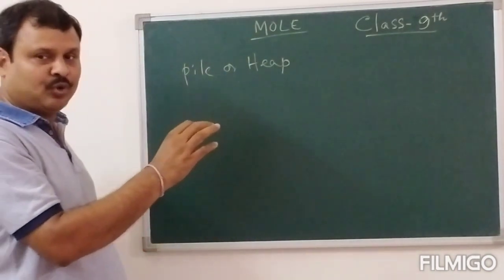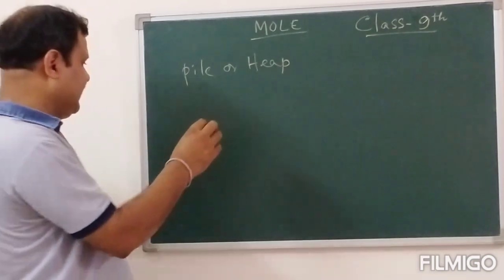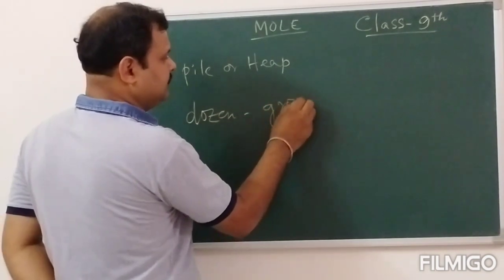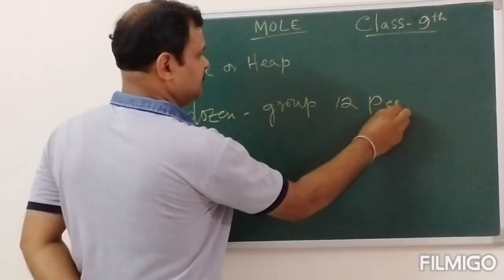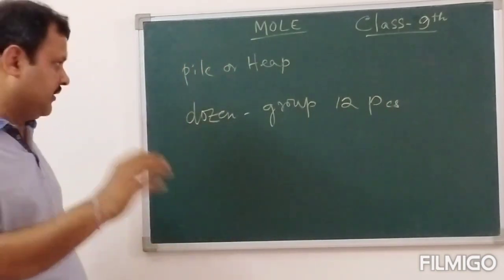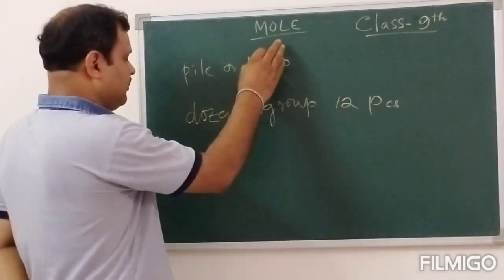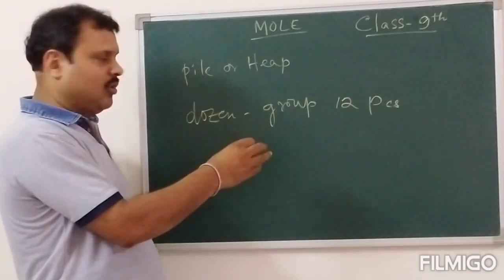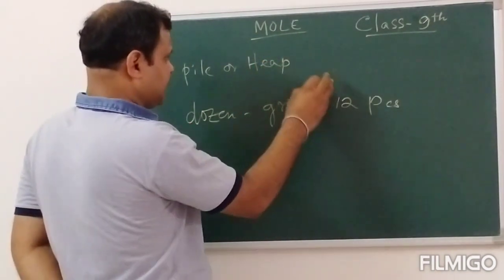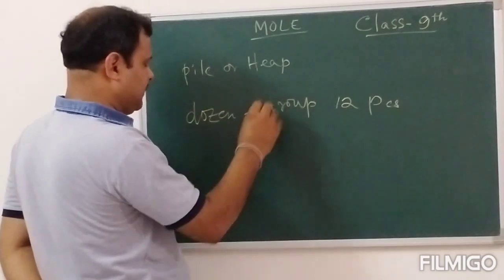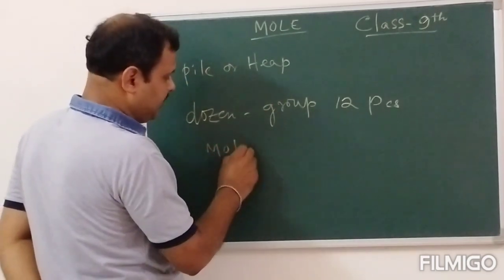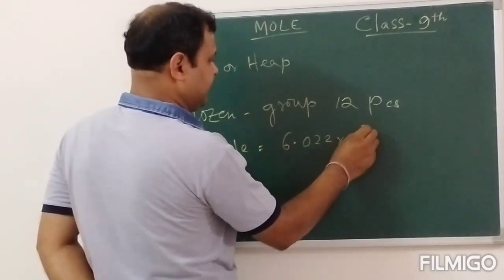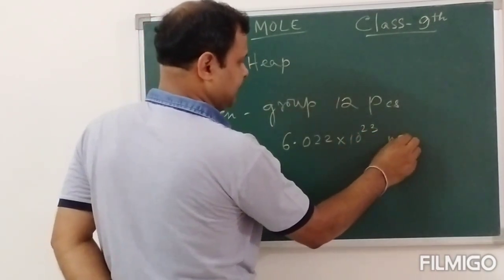Like in the case of fruits, we buy in terms of dozen, and a dozen is nothing but a group of 12 pieces. Either it may be bananas, oranges or whatever. For atoms or molecules, the particles are so small that we take a very big number and call it a mole. And a mole is nothing but a number, which is 6.022 into 10 raised to 23.